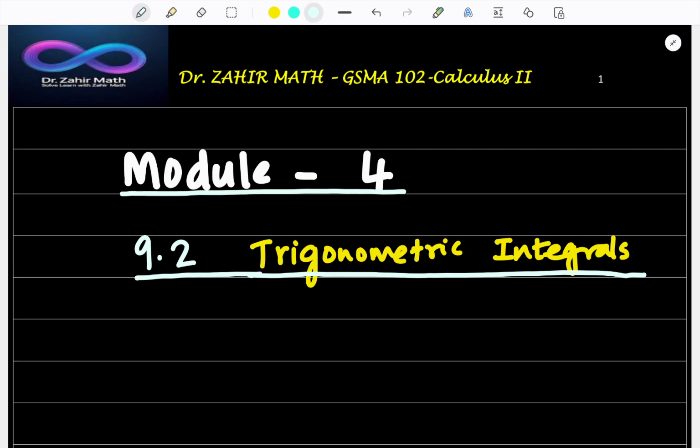Today we are tackling exercise 9.2, integrals of trigonometric functions using reduction and identities. I'll show you step by step. So grab your notebook and let's make these problems easy.